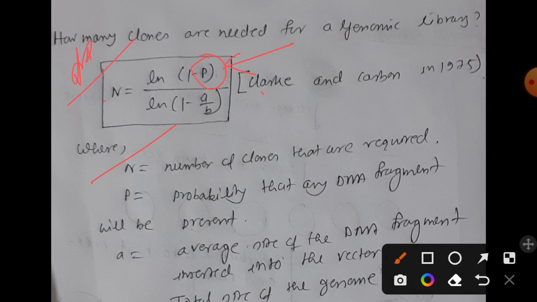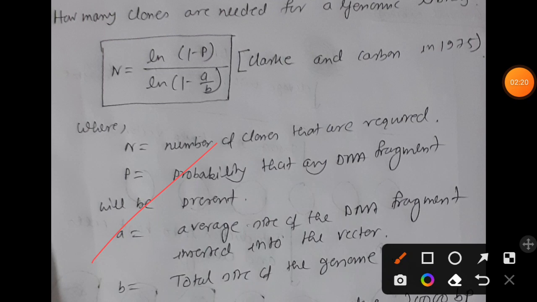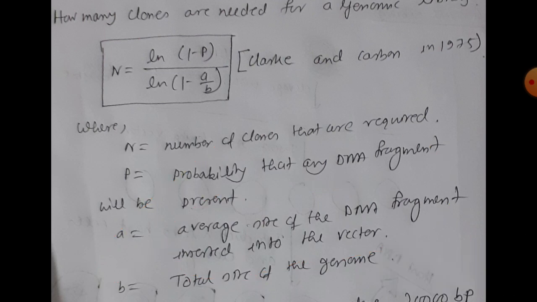You will get some percentage-like value in your question when the question is based on that formula. So if you get a percent-like figure, then make sure they are telling us about P. A is the average size of the DNA fragment that can be inserted into the vector, that means the average DNA size, and B is the total size of the entire genome. Okay, so that is the formula of Clarke and Carbon in 1975.